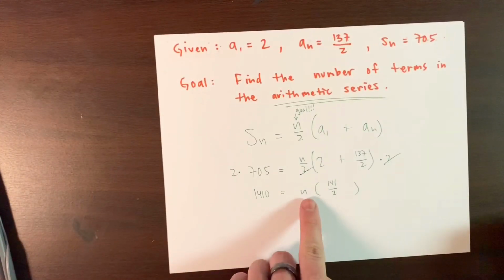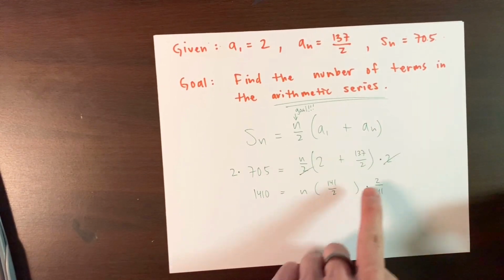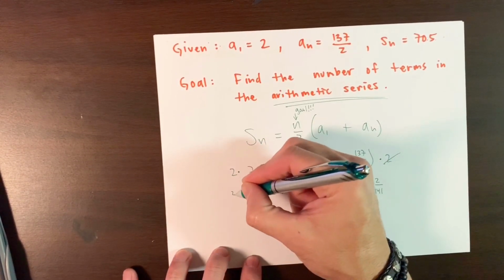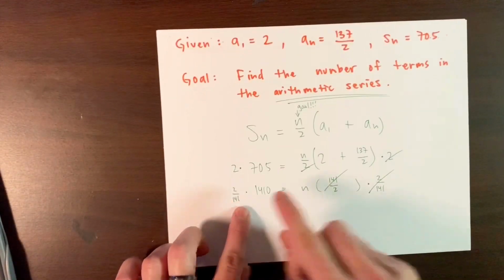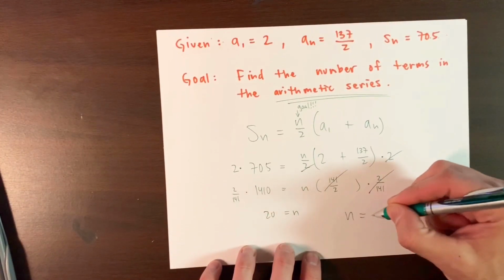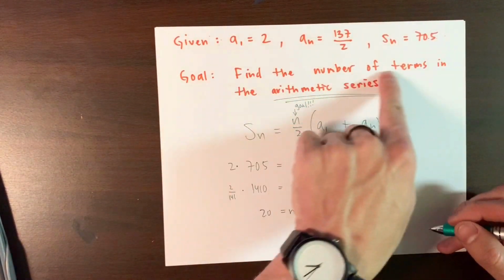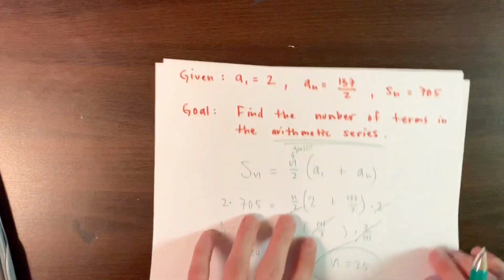Now, the goal is to get n alone, so I'll multiply by the reciprocal, which is 2 over 141, on both sides. Go Casio here. It'll tell you that 20 is n, so n is 20. What was the goal? To find the number of terms. The goal was to find n. We have it. We can move on to the next problem.